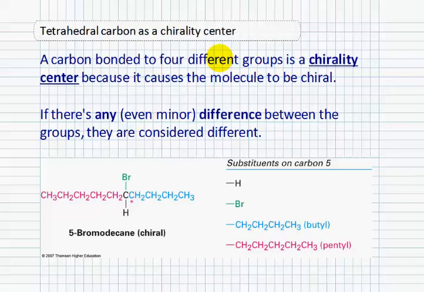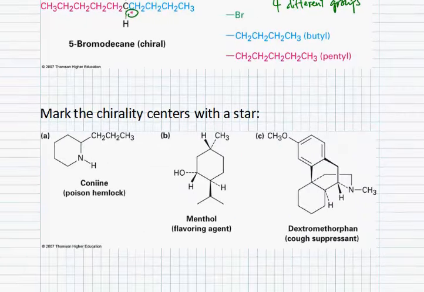If all four are different, even if there's a minor difference, any minor difference can still make them different in terms of their structure. So if I do 5-bromodecane, obviously the H and the Br on that carbon are different from each other, but I have a 4-carbon group and a 5-carbon group. So there are 4 different groups on that carbon. That makes it a chirality center, and we usually mark chirality centers with a star when we're talking about those. So let's mark the chirality centers in a molecule like this.